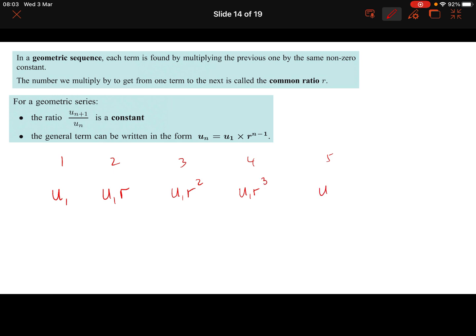And you can see the pattern that is emerging. So the nth term is going to be U1 times R, and notice this exponent is always one less than the position. So that's U1 times R to the power of n minus 1. Okay, so the nth term of a geometric sequence is always the first term times the common ratio to the power of n minus 1. Okay?